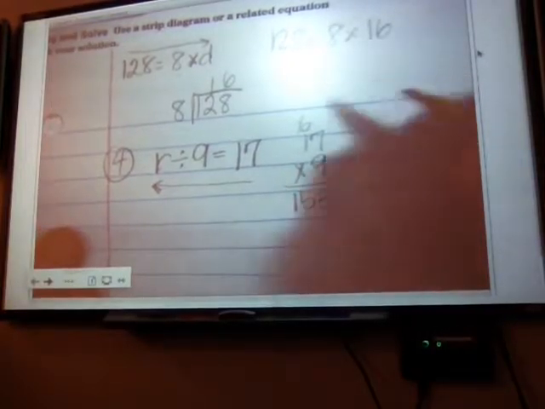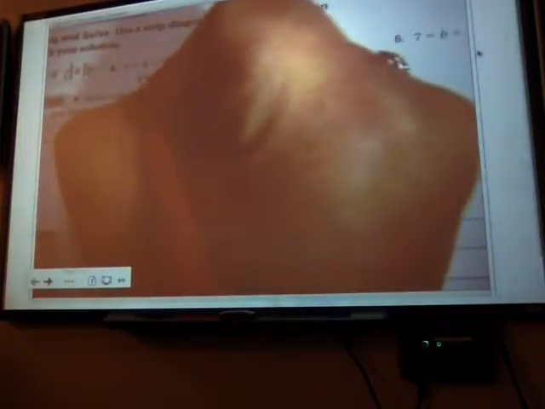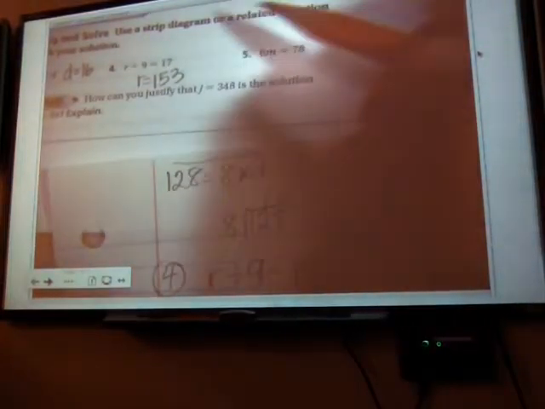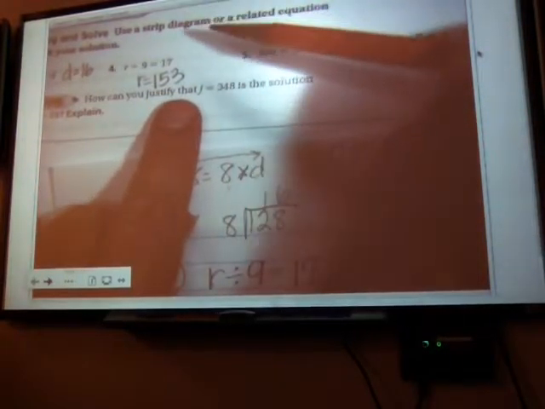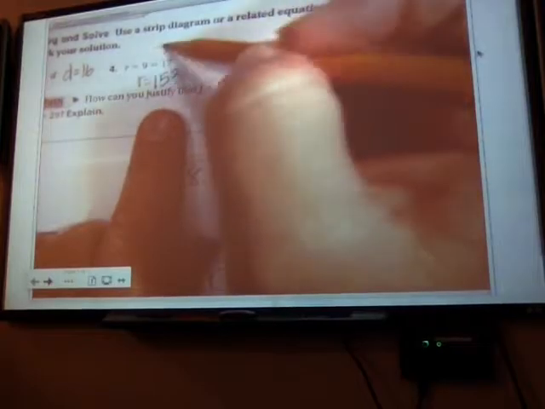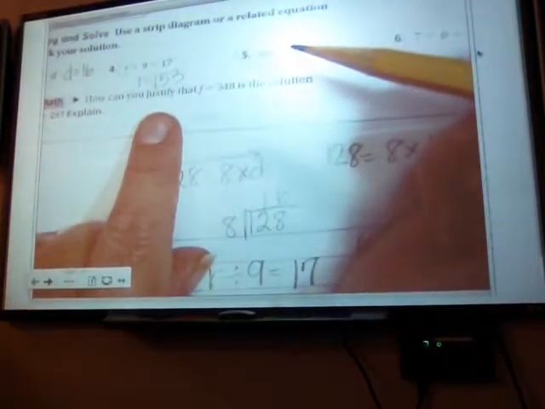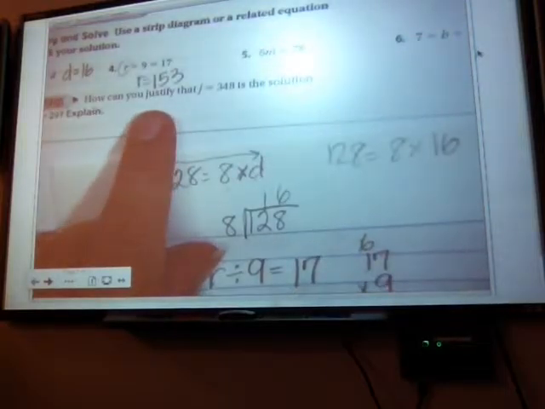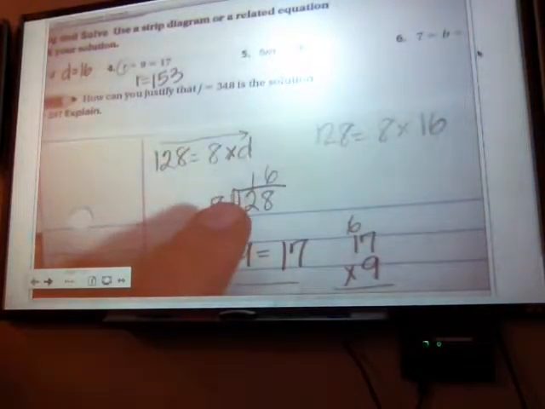And what did you get? 153. Is it logical, going back to that purple hexagon, is it logical that I can put 153, divide it 9 times, and get 17 as your answer? Yes. The answer is yes. Please do number 5 by yourself.